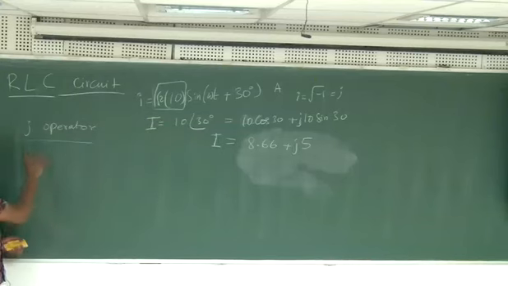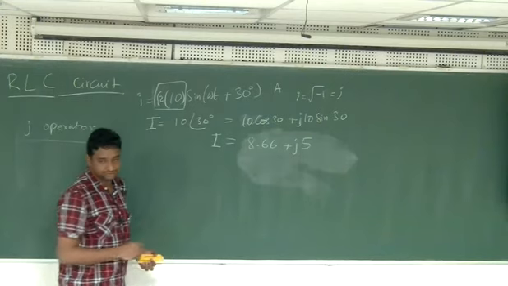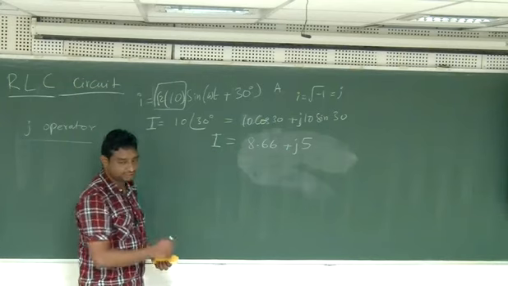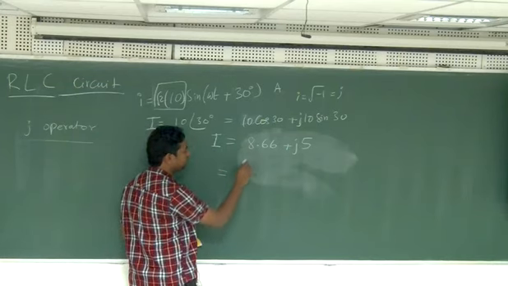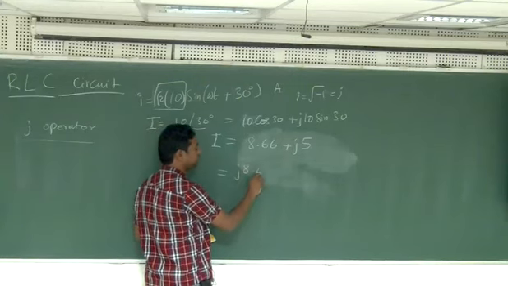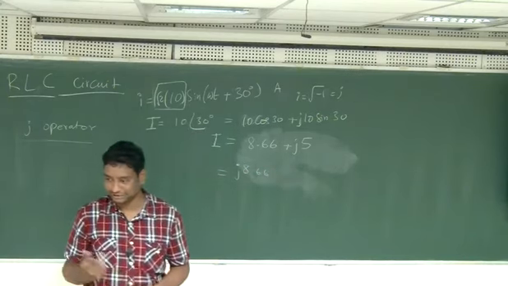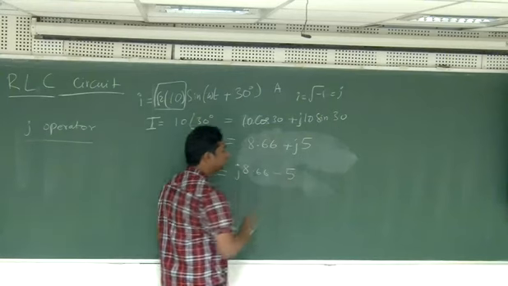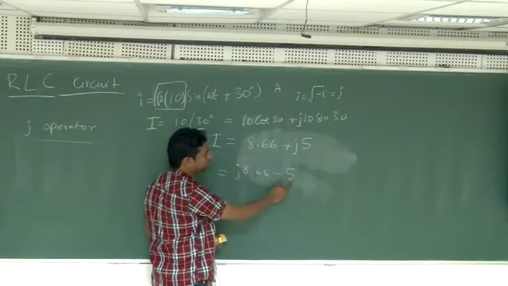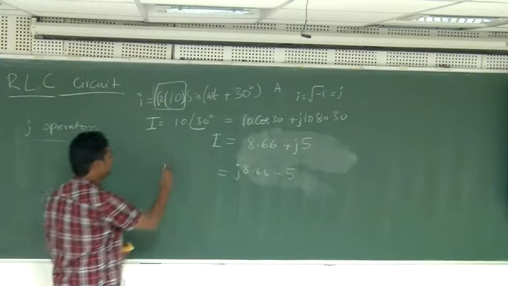So now I want to talk about this J operator. Let's say I multiply J with this. If I take any quantity and multiply with J, what will happen? The real will become imaginary, imaginary will become real in that sense. So J 8.66, and then J into J is minus 1 because J itself is square root of minus 1. So it will become minus 5. So this was on the vertical axis. Now it becomes the horizontal axis with negative sign. So if you see, this is multiplied by J.